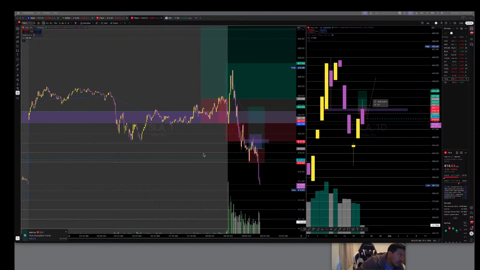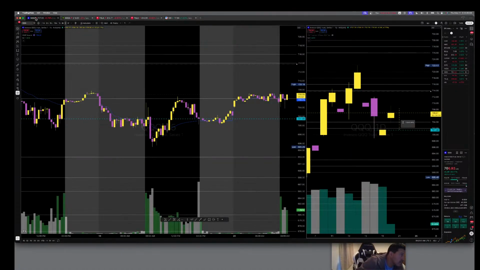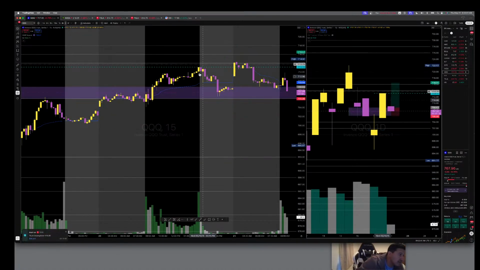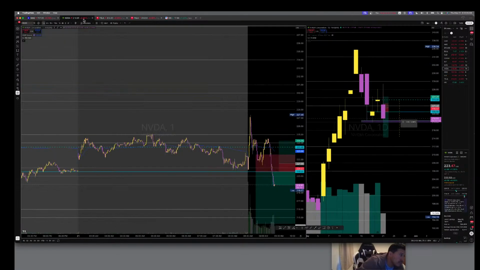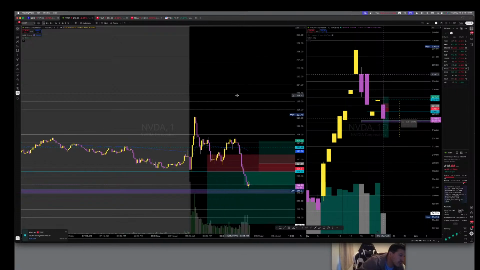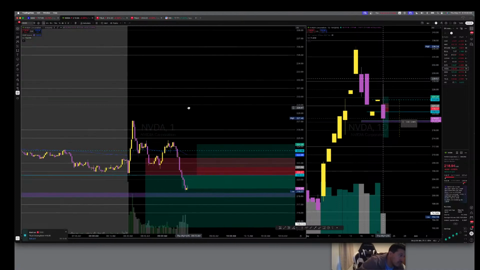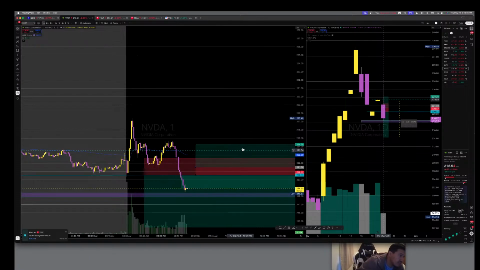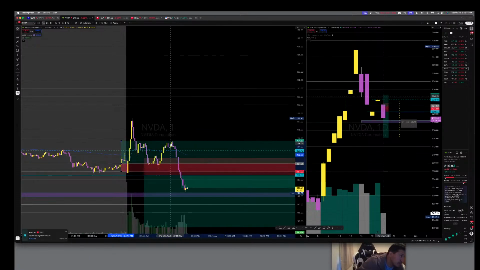Should I have shorted? Maybe. Nvidia did fulfill this first one. Right there.